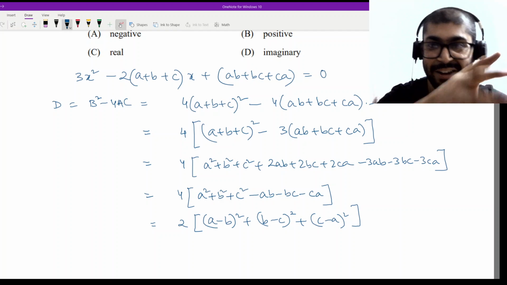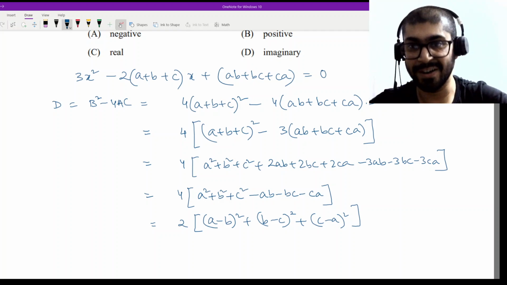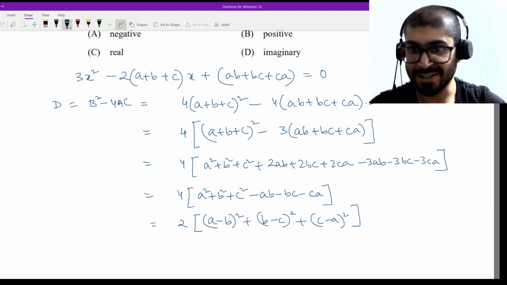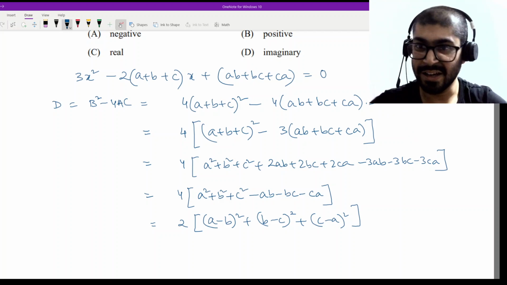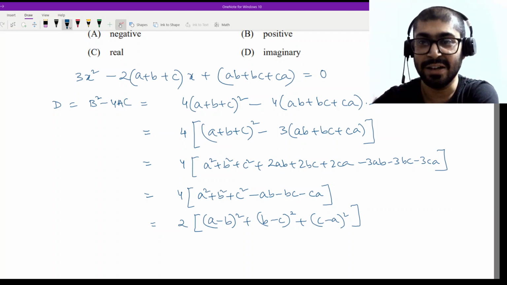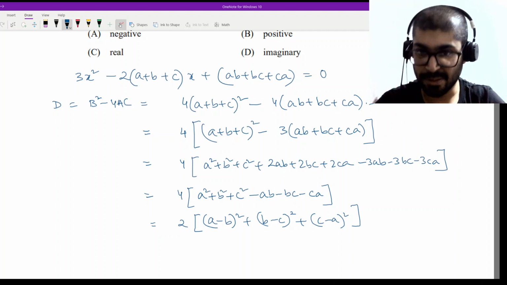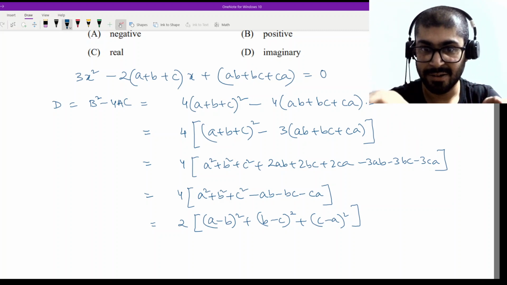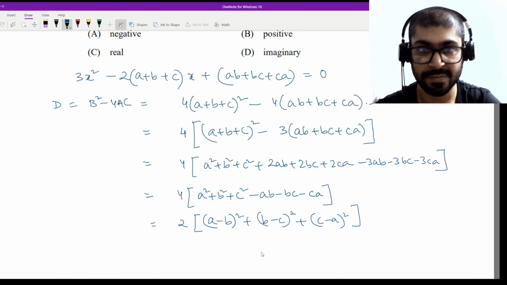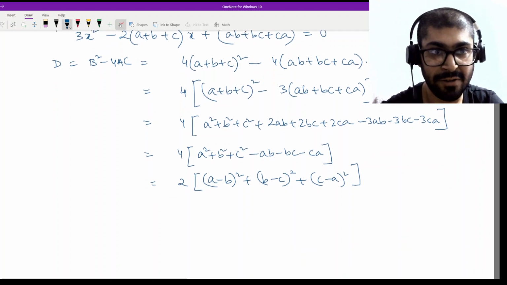So I am taking the a square minus 2ab plus b square, and then b square minus 2bc plus c square, and then c square minus 2ca plus a square. Alright, so in that way I separate out all the squares and I have all the 2ab terms there. So this part is a sum of squares, so sum of squares is always positive. Alright, so what did we end up with?